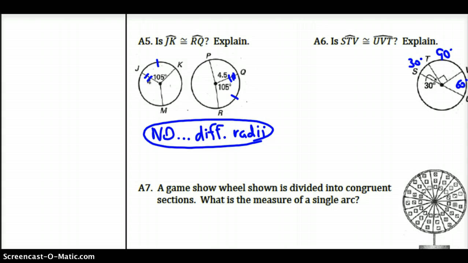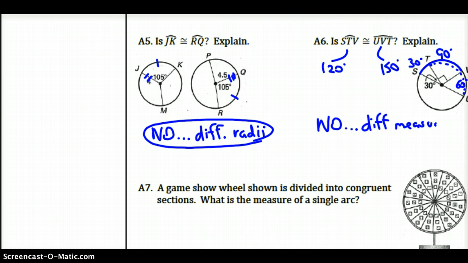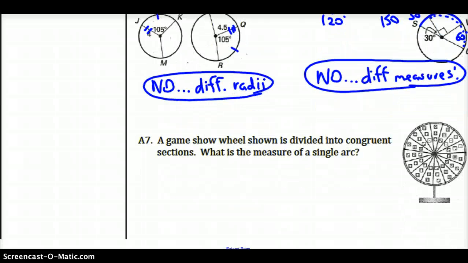Now they're asking about STV, which is 120 degrees, and then UVT, which is 150 degrees. So these will be non-congruent arcs. They have different measures, but they do have at least the same radius here.